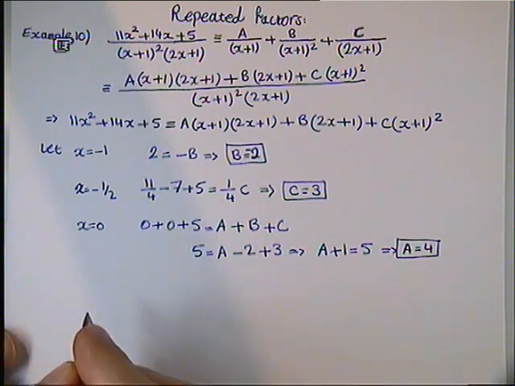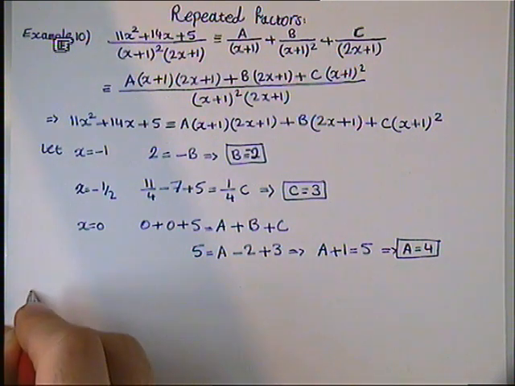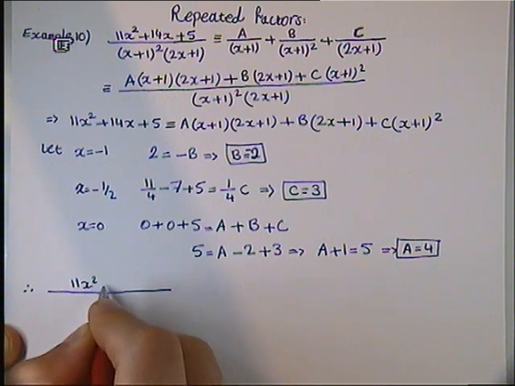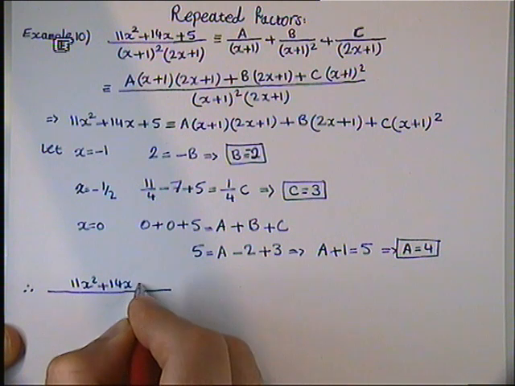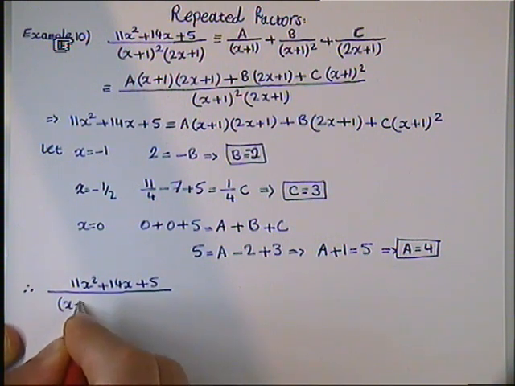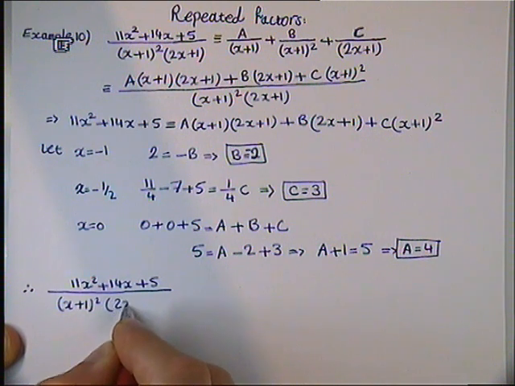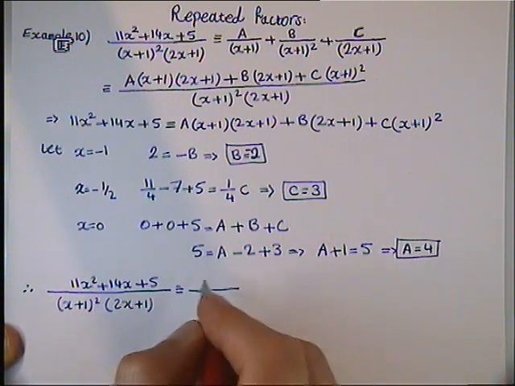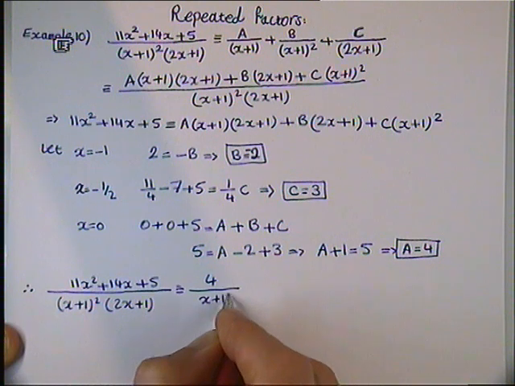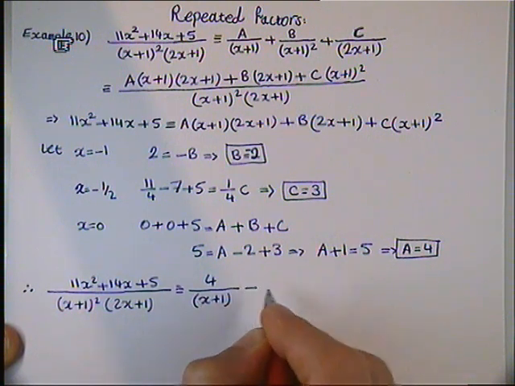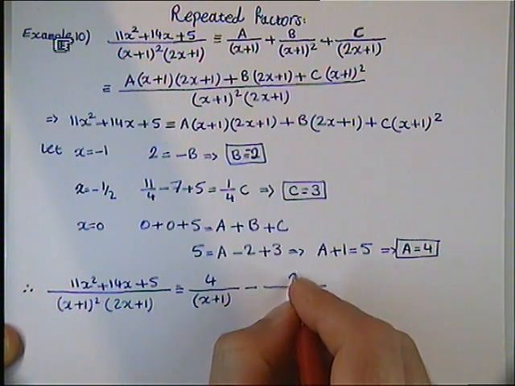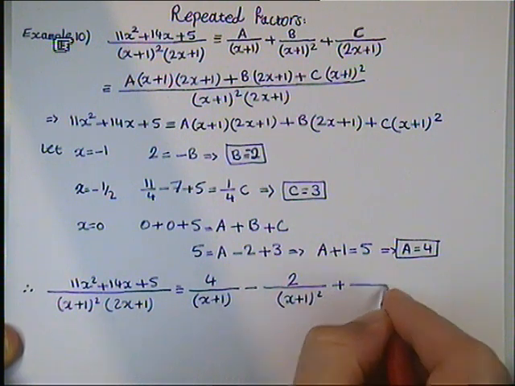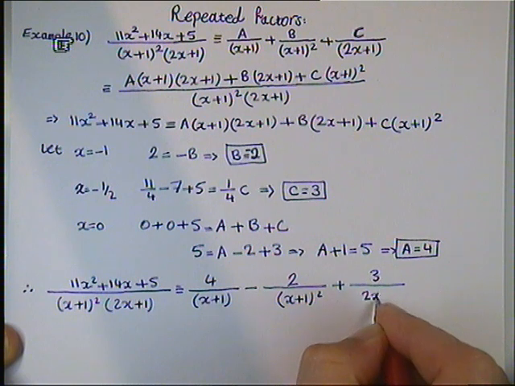So, as a result, 11x squared plus 14x plus 5 over (x plus 1) squared times (2x plus 1) is identical to a, which is 4 over x plus 1, minus, because b is minus 2, 2 over (x plus 1) squared, plus c over 2x plus 1.